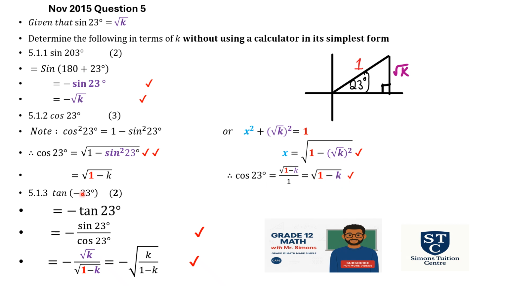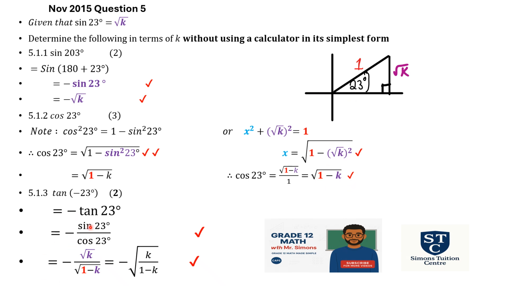Now, we look at the third problem here. Tan negative 23, so a negative angle we take as being in the fourth quadrant. In the fourth quadrant only cos is positive, right? So tan becomes negative tan 23, right? But there, because I have sine and I have cos, I'm going to work with sine. Or I could have gone straight to negative 23, so 23 degrees there, tan is y over x. So it would be square root k over square root of 1 minus k.